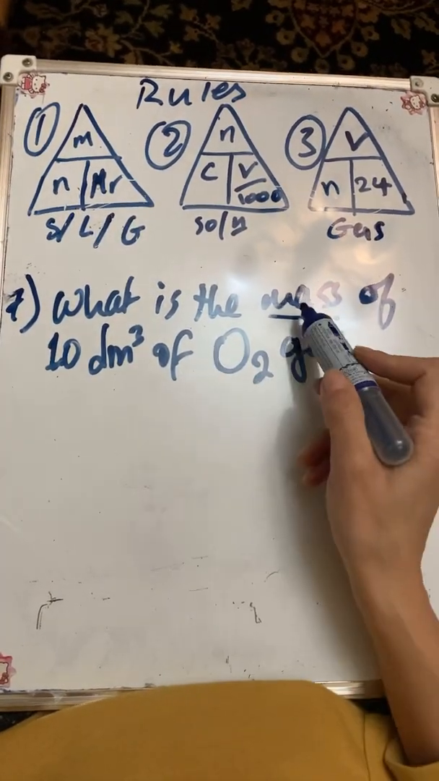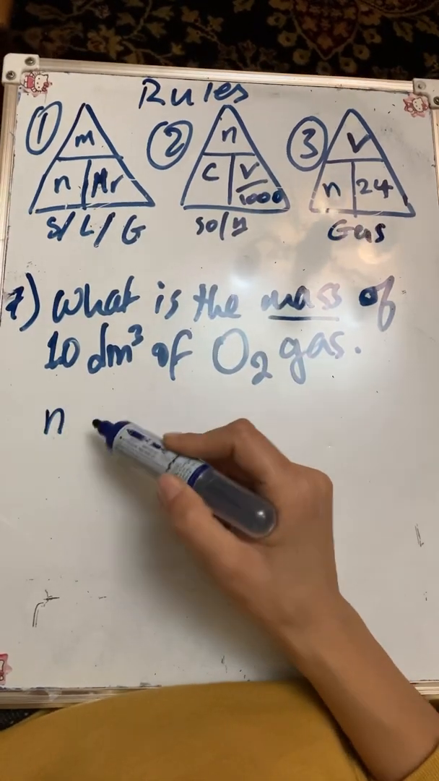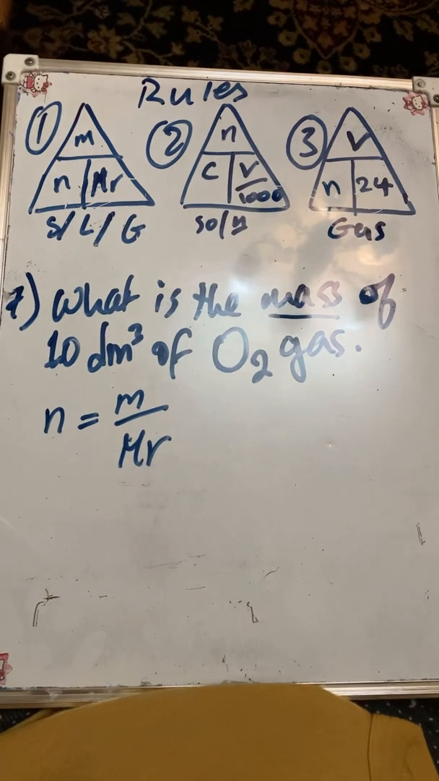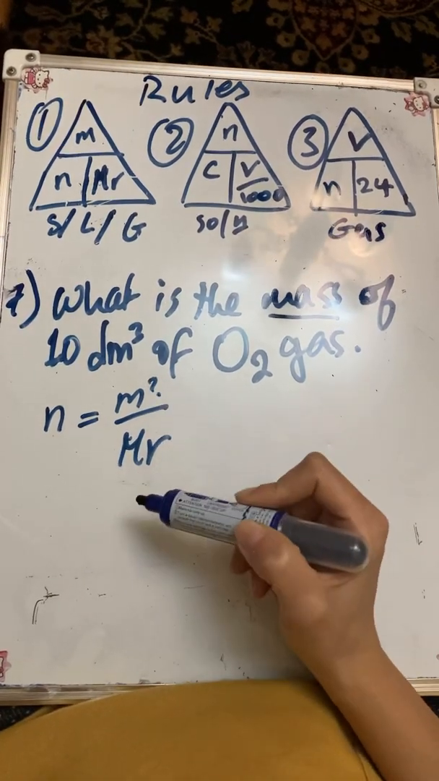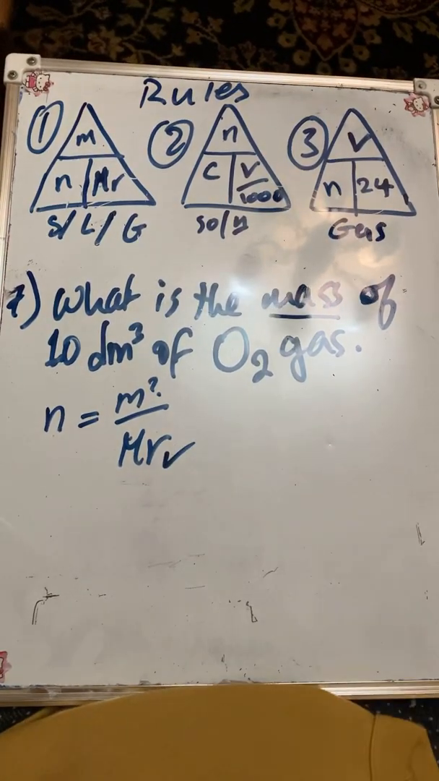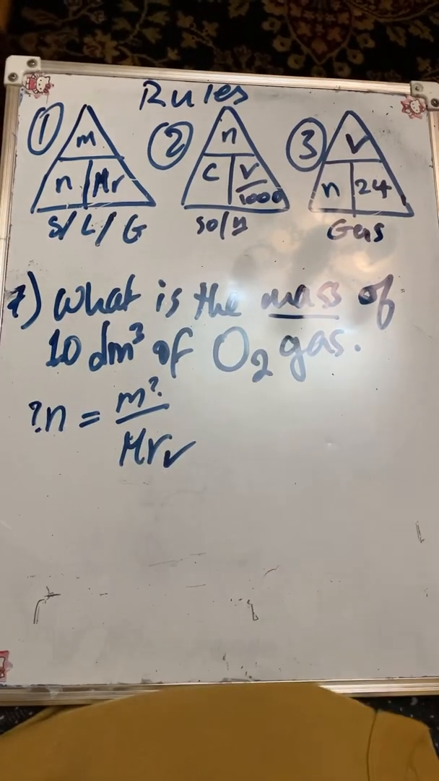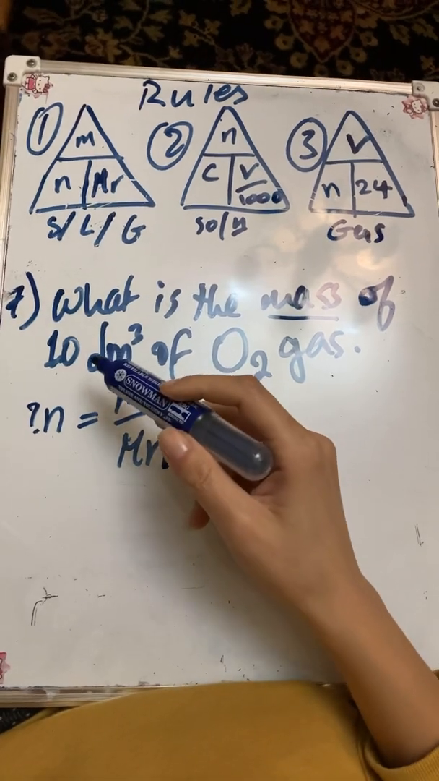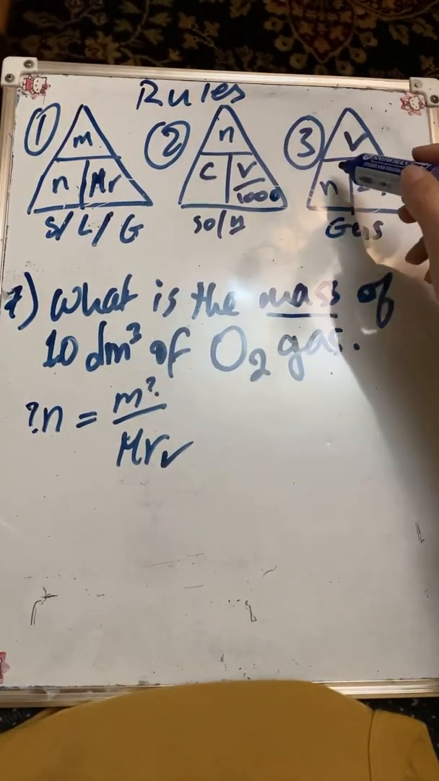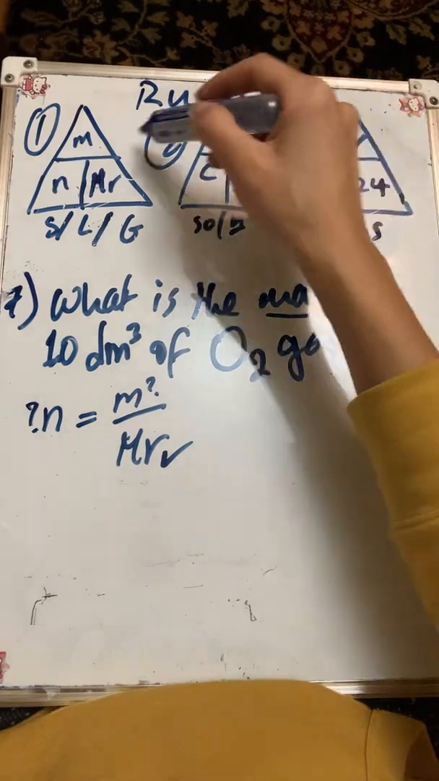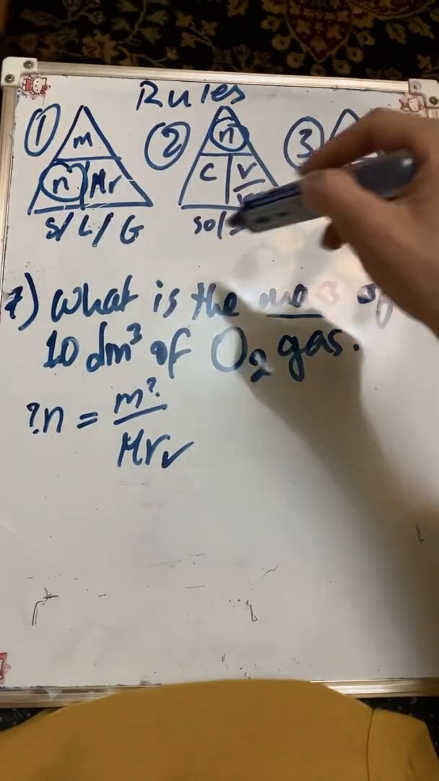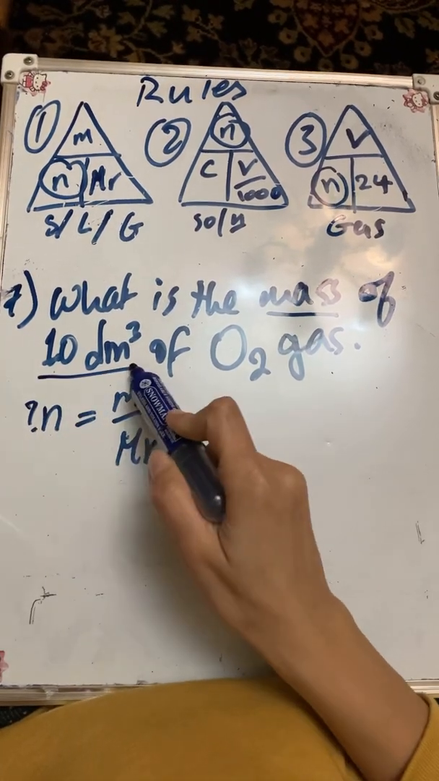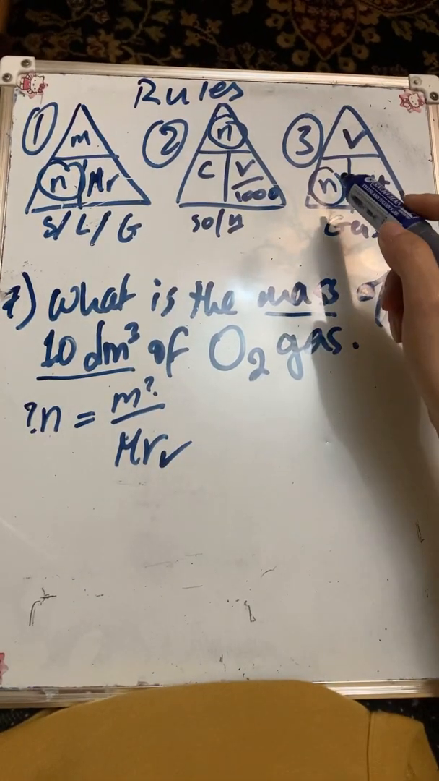I need to calculate mass, so I go to rule number 1. I say moles equals mass over MR. I need the mass, it's the unknown. I have the MR from the periodic table, but I don't have the number of moles. So do I have a given that could help me calculate the number of moles? Because I can calculate the number of moles using any of the rules and then put it in the other one. So yes, I have the volume of a gas here, so I go to rule number 3.